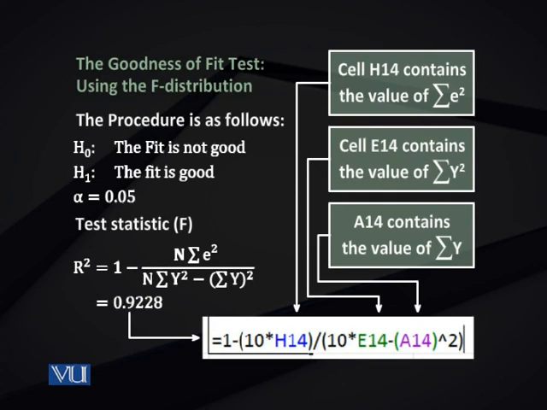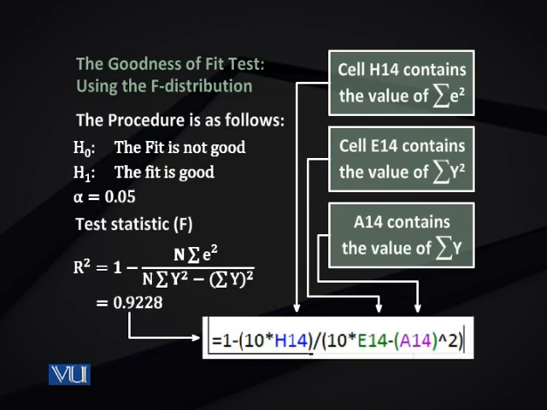0.9228. We did it in Excel by using the formula on the right side, equals 1 minus 10 times H14, which contains the value of summation E square, divided by 10 into E14. This cell E14 contains the value of summation y square minus A14 raised to power 2. A14 contains the value of summation y. So basically you can compare it with the formula and see that we have used the cell references which contain the required sums, and the value is 0.9228.